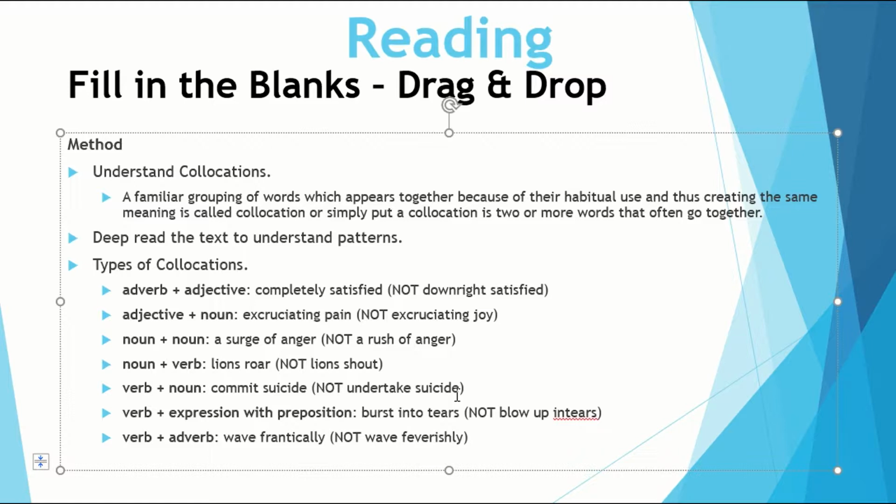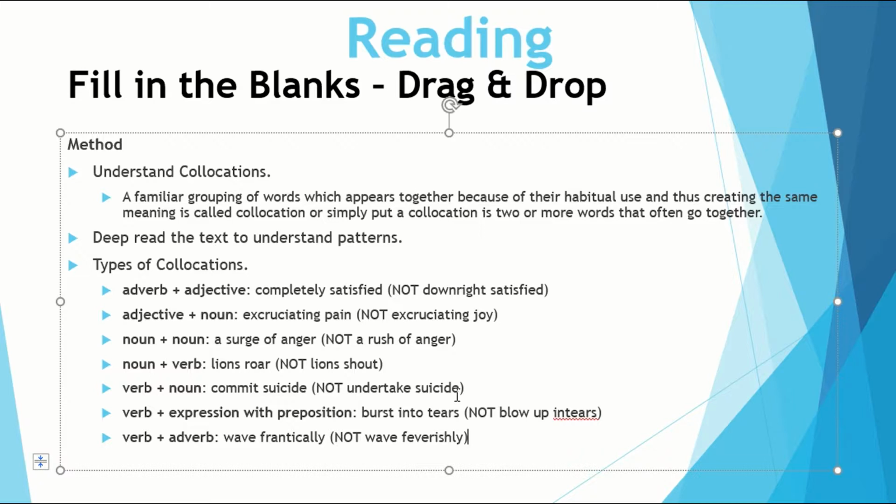Basically, it could be an adverb plus an adjective, like completely satisfied, right? They're just clubbed together because they're very commonly used, or they often go together. So you have adjective plus noun, which is excruciating pain. Noun plus noun, a surge of anger. Then a noun and verb, lions roar. Verb plus noun, committing suicide or commit suicide. Verb plus expression with preposition, burst into tears.